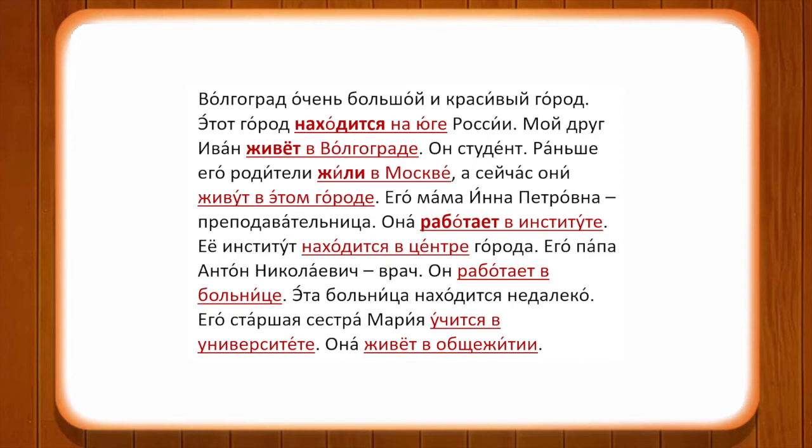Его старшая сестра Мария учится где? His elder sister Maria studies where? Где? В университете. In the university. Она живет в общежитии. Where does she live? She lives в общежитии, in a hostel.